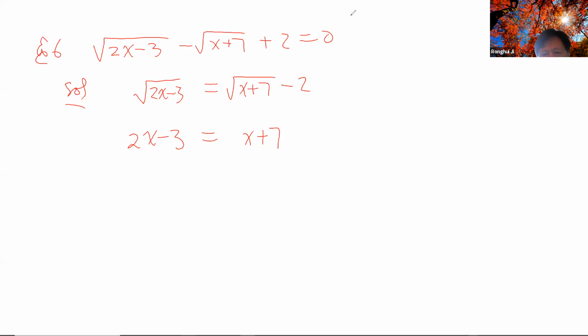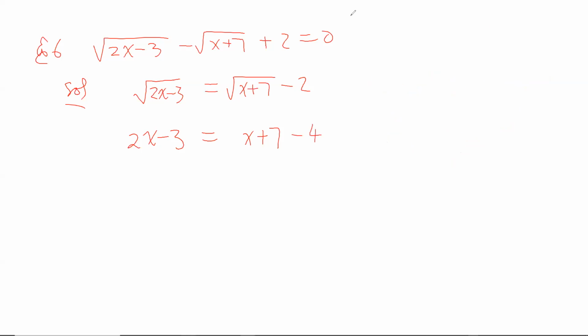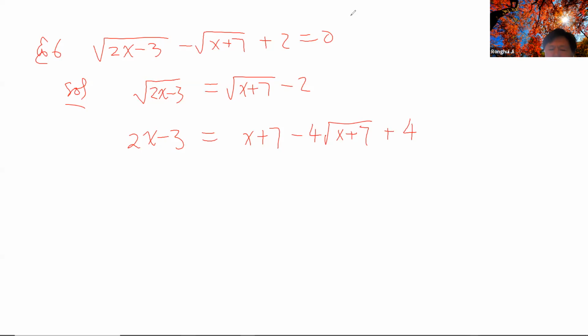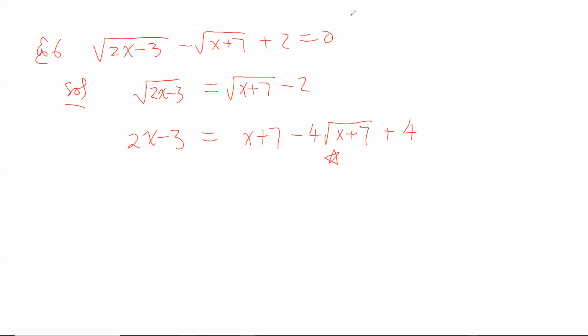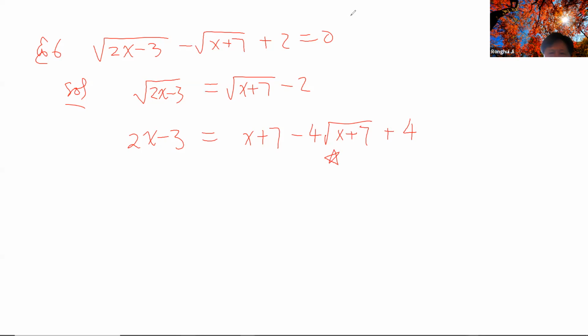So what is this middle term, tell me? Minus 4 root x plus 7, and plus 4. Very good. Yes, so this is the part people always forget. Okay, now what should I do? You can isolate the square root. Yeah, again, we have another square root, we have to isolate it. So you move everything to the other side, so you get x, 11, so it's negative 14, yes? You agree?